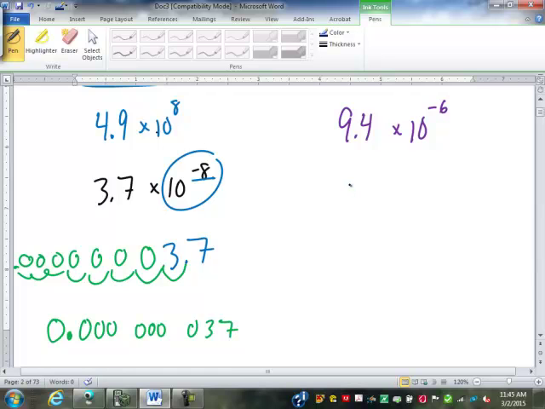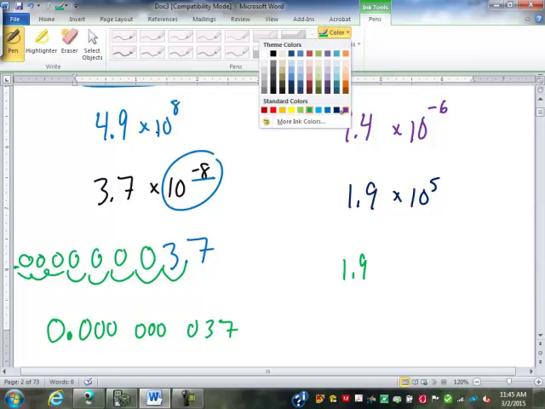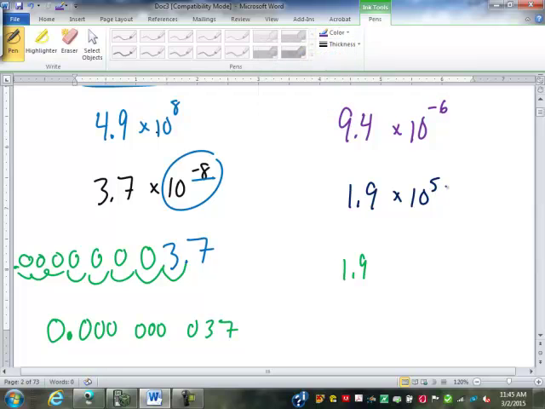We might have 1.9 times 10 to the 5th. So same thing. We put the 1.9. The 5 tells us we're going to have to move that decimal point 5 spots. It's a positive 5, so that means we're making this a bigger number. So we go 1, have to add a 0, 2, 3, 4, 5. So that is 190,000.